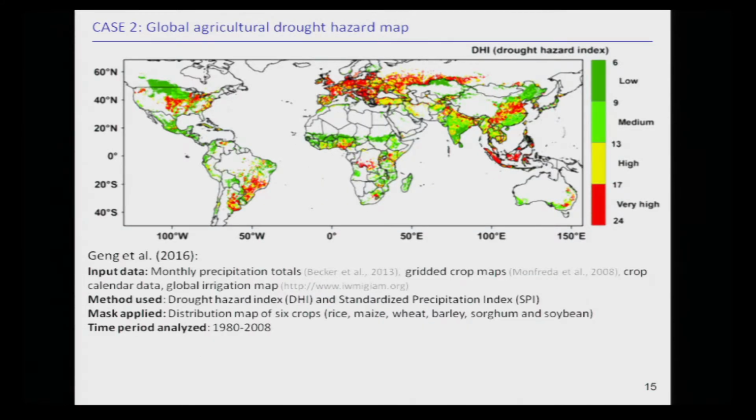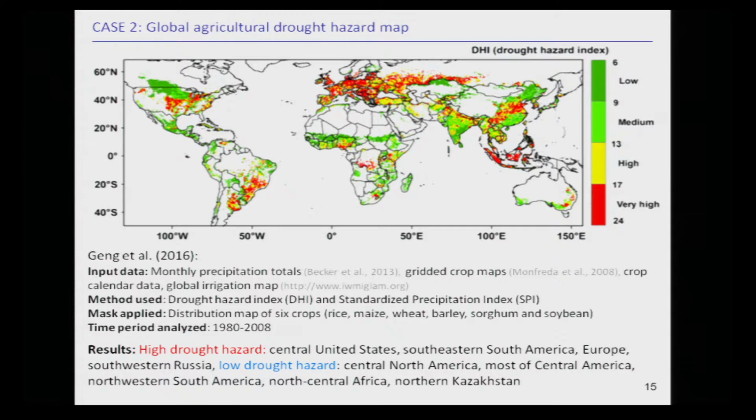My next example is of a different type of drought. Now we are going to look at the agricultural drought hazard map, which was computed based on monthly precipitation totals. Other inputs for this map were gridded crop maps, crop calendar data, as well as a global irrigation map. The methods used were the drought hazard index as well as the standardized precipitation index, and a crop map was applied as a mask for this map. The time period analyzed was from 1980 till 2008. The results showed high agricultural drought hazard areas in red and yellow colors, while green and light green colors show the low hazardous areas.